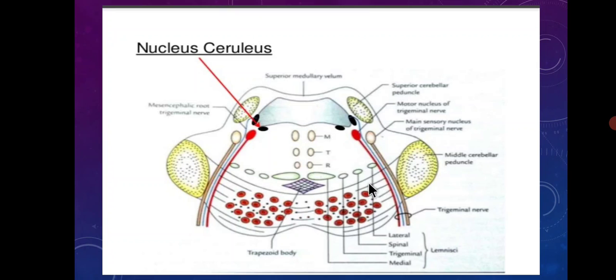Now we'll see the white matter. Here you can see the lateral lemniscus is formed at this level. So you can see from medial to lateral: the medial lemniscus, then the trigeminal lemniscus, which consists of the trigeminothalamic tract, then the spinal lemniscus, and this is the lateral lemniscus.